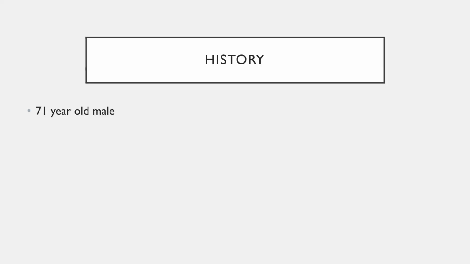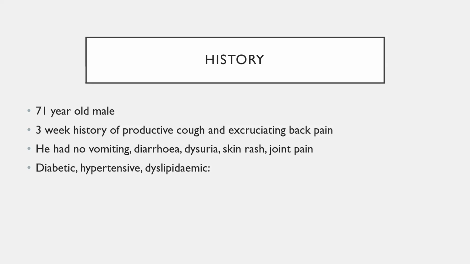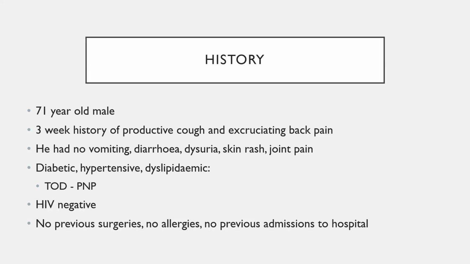This was a 71-year-old gentleman with a 3-week history of a productive cough and excruciating back pain. He didn't have any history of vomiting, diarrhea, dysuria, skin rash, or joint pain, but he had metabolic syndrome with peripheral neuropathy and was HIV negative. He denied any previous surgeries, allergies, or previous admissions to hospital.